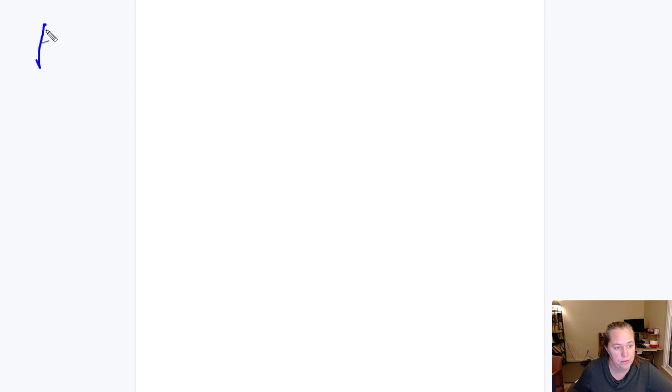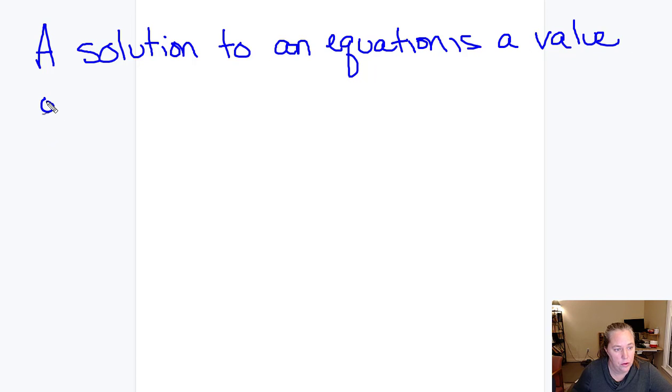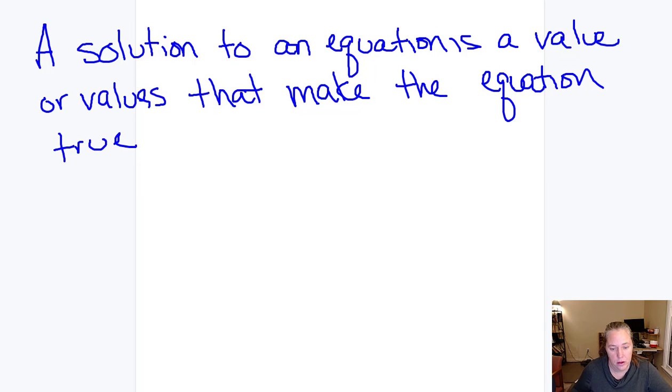A solution to an equation is a value or values that make the equation true. A solution to an equation is a value or values that make the equation true.